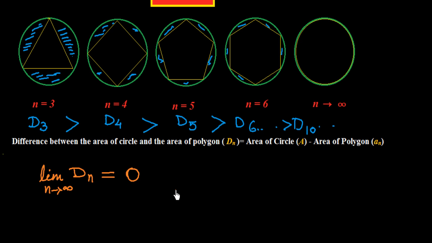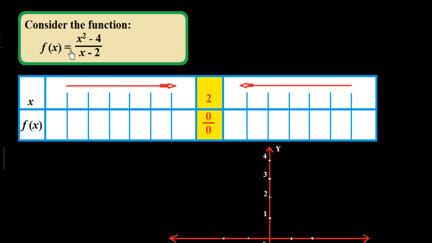Now we see another numerical problem based on limits. Consider the function f of x equal to x squared minus 4 over x minus 2. It is a rational function. In a rational function, the denominator should not be equal to 0. Because x minus 2 should not be equal to 0, therefore x should not equal 2.